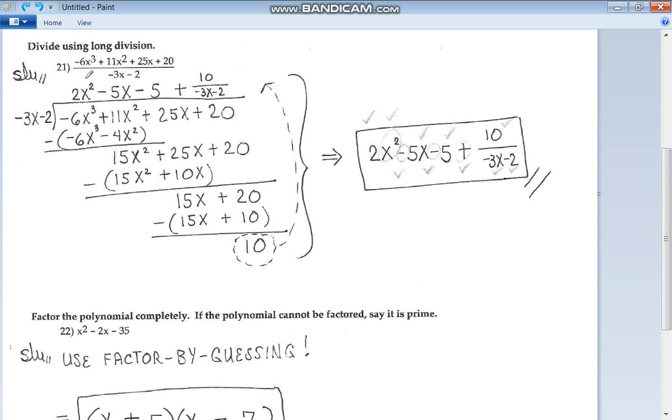So 2x squared. Now you distribute that multiplication here and here, and you write the result here and here, and then you put parentheses around it and you subtract. It leaves positive 15x squared. Bring down the 25x, bring down the positive 20, and ask what must I multiply?